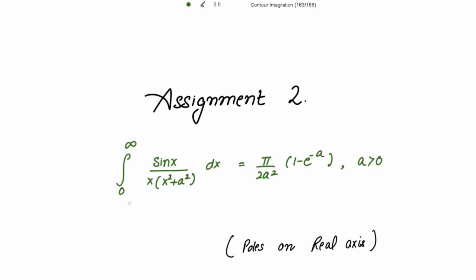Assignment 2. Integrate from 0 to infinity sine of x over x into x square plus a square dx is equal to pi over 2a square into 1 minus e to the power negative a, where a is strictly positive.